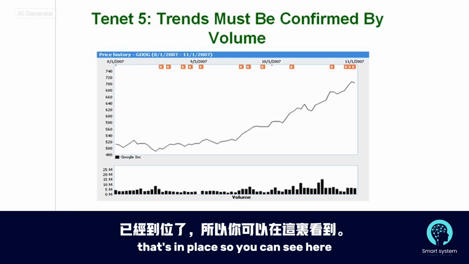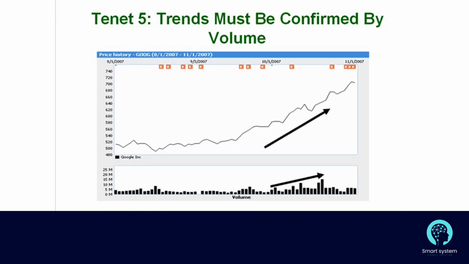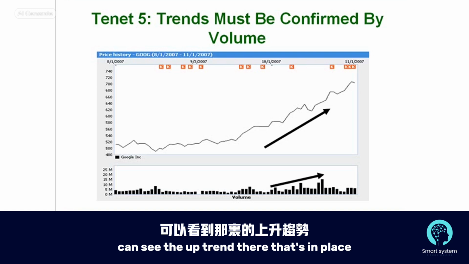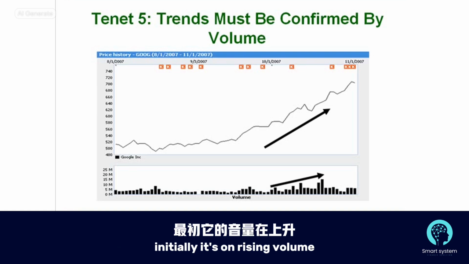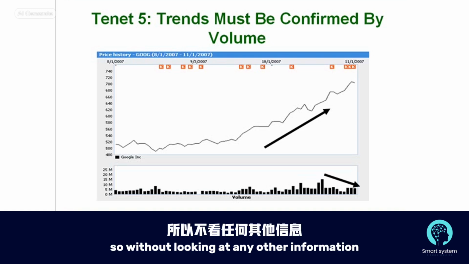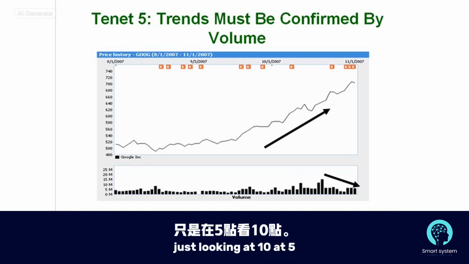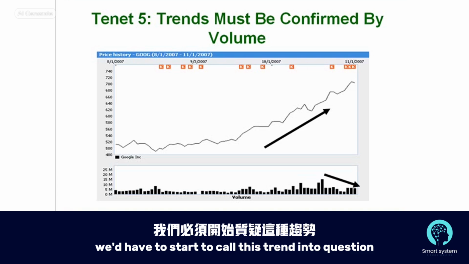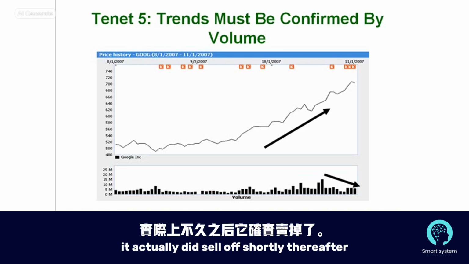So you can see here, the uptrend that's in place. Initially it's on rising volume, and then it continues to rise, but on falling volume. So without looking at any other information, just looking at Tenet 5, we'd have to start to call this trend into question. It actually did sell off shortly thereafter.